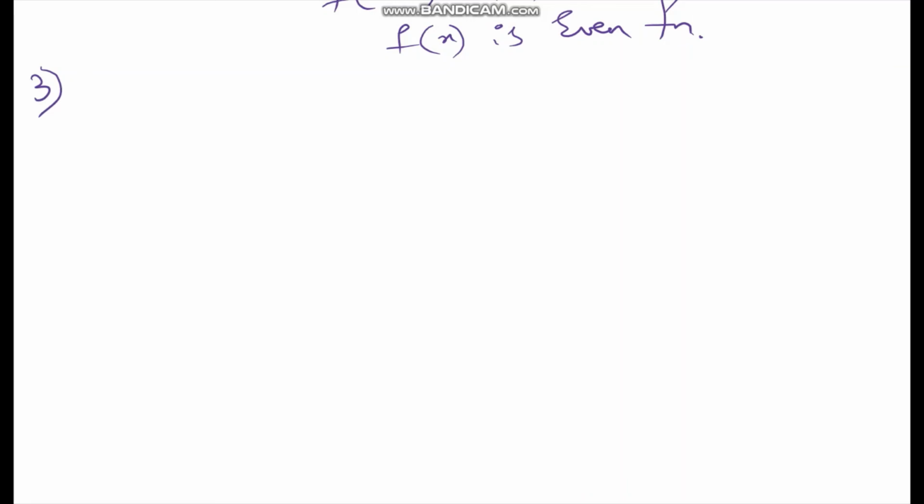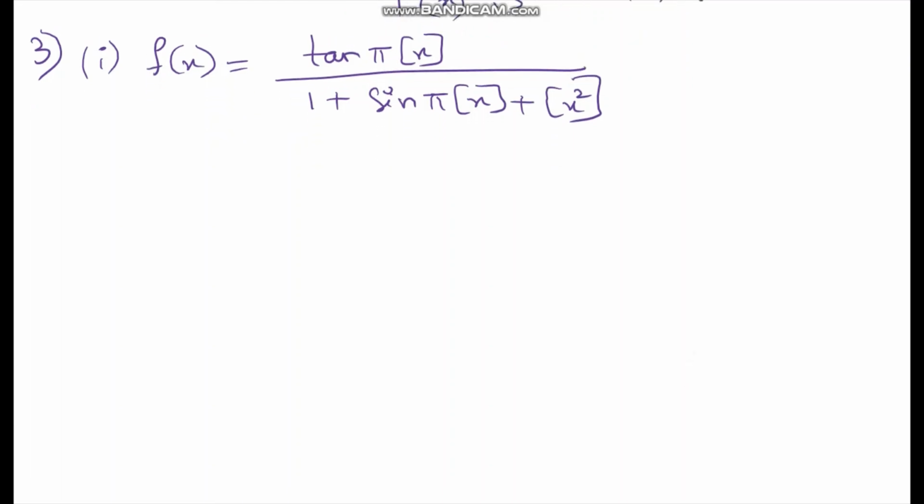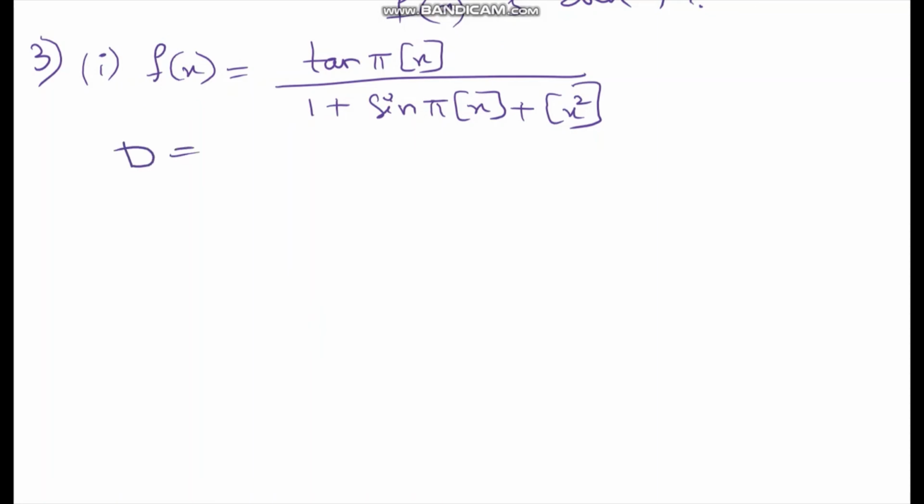Third bit, first one is f(x) = tan(pi step x) / (1 + sin(pi step x) + step x square). So this is the given function. We need to find the domain and range of the following functions. So domain equals, x can be anything here. For whatever the value of x, the function is defined. So domain is the real number set.